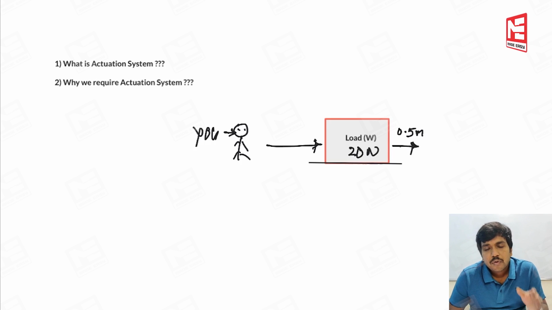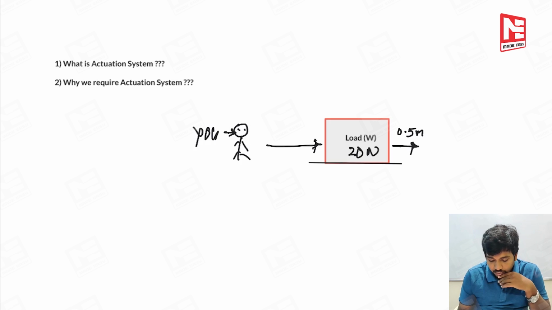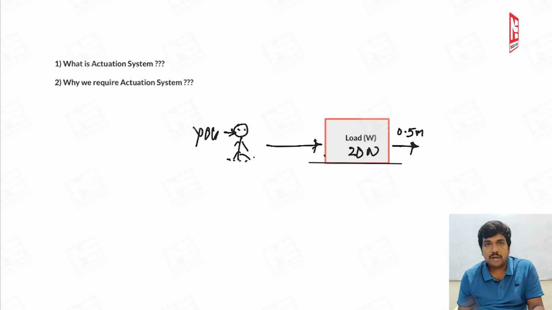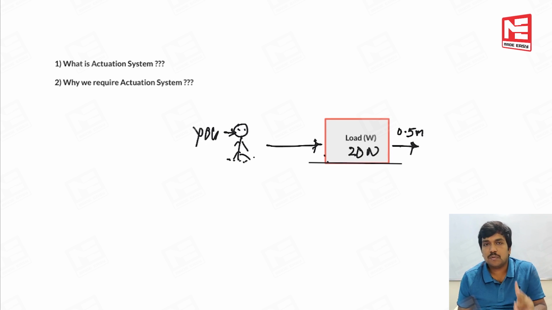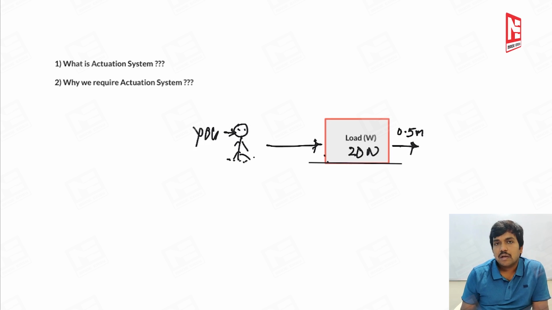Now tell me how the human body functions in this particular task. The first thing is you are away from the load. So first you need to reach up to the load, and the second thing is you need to push the load, right? So two things should happen here: first you need to reach the load, and second you need to push the load. Now tell me how the human body reacts to this particular task.